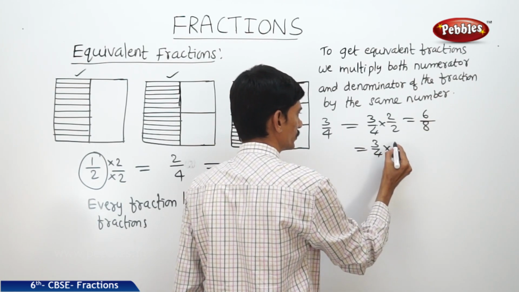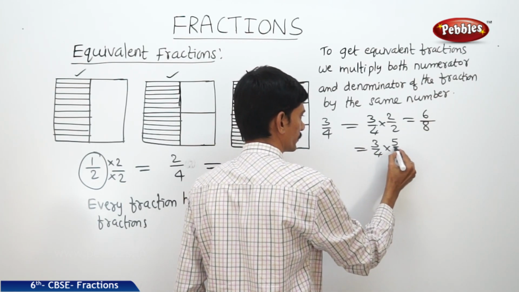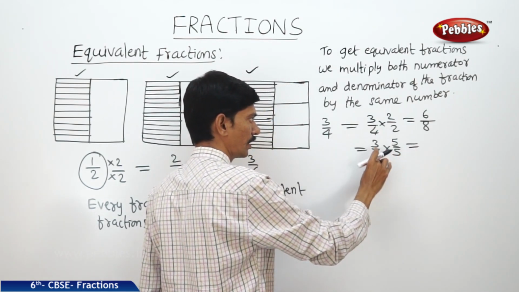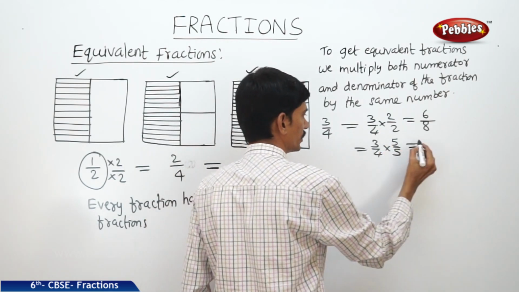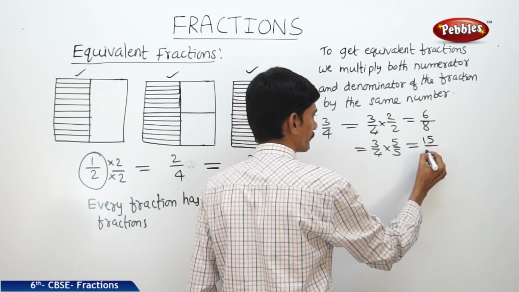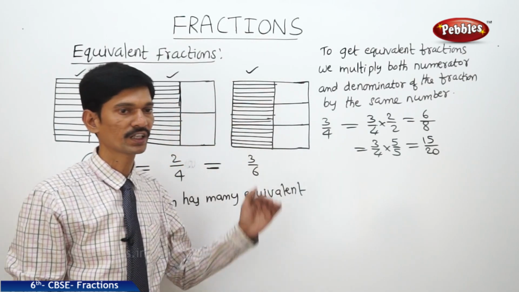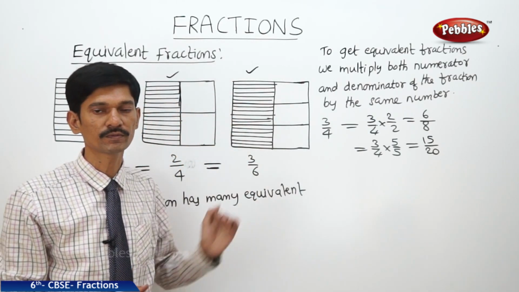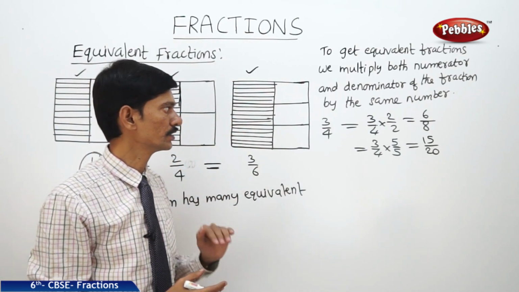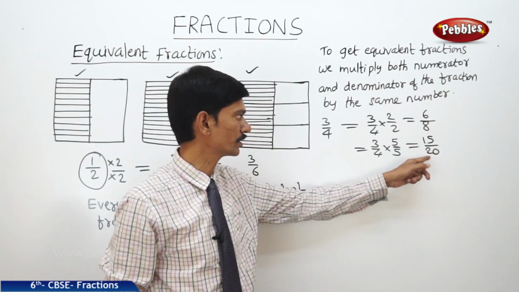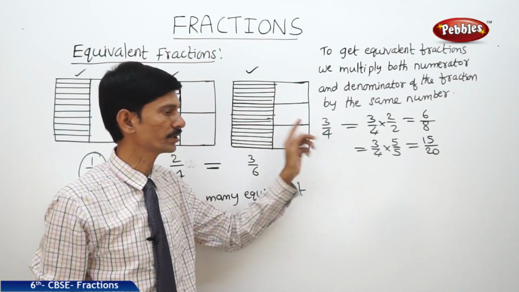into, if you multiply both numerator and denominator by 5, then we get 3 fives are 15 by 4 fives are 20. So as we multiply both numerator and denominator of the fraction by the same number, we get its equivalent fractions. So here 6 by 8 and 15 by 20 are the equivalent fractions of 3 by 4.